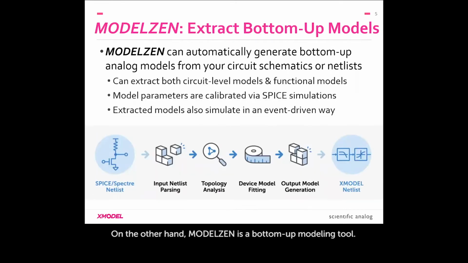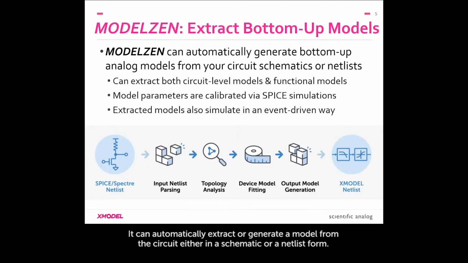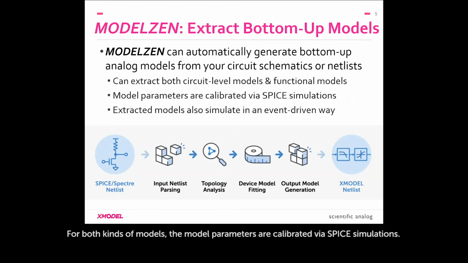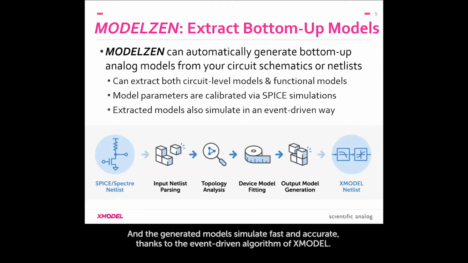On the other hand, ModelZen is a bottom-up modeling tool. It can automatically extract or generate a model from the circuit, either in a schematic or netlist form. By default, ModelZen extracts circuit-level models without requiring any inputs from the user. And with a little guidance from the user, ModelZen can also extract functional models. For both kinds of models, the model parameters are calibrated via SPICE simulation, and the generated models simulate fast and accurately thanks to the event-driven algorithm of XModel.